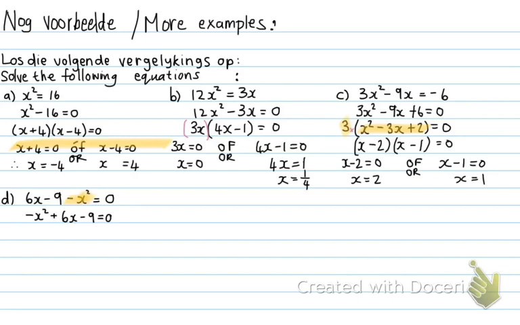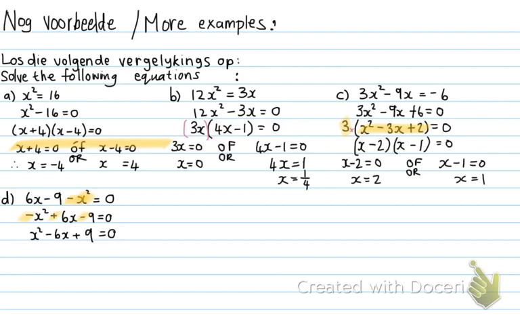Now I like that order, but there's still something bothering me. That negative in front of the x squared is bothering me. So I'm going to divide right through by negative 1. So that will change all the signs. It's going to be x squared minus 6x plus 9 is equal to 0.